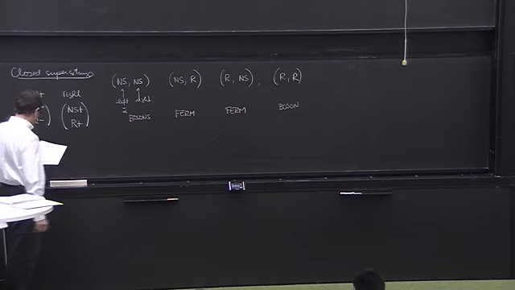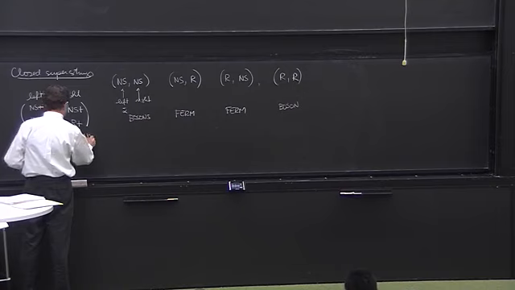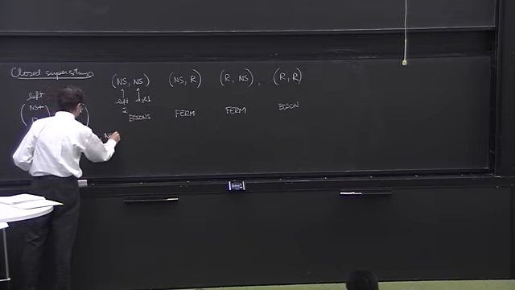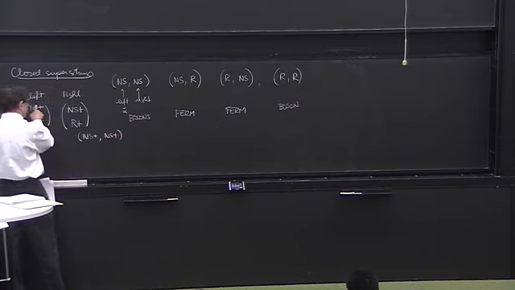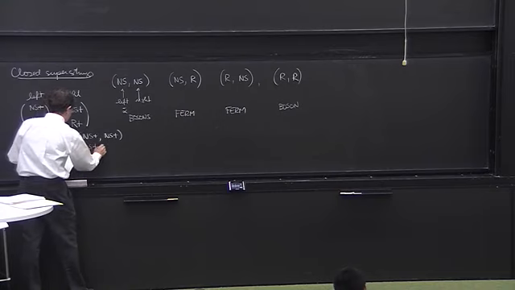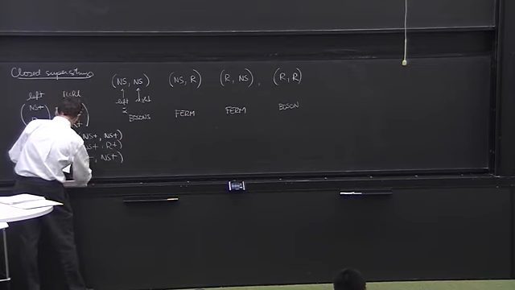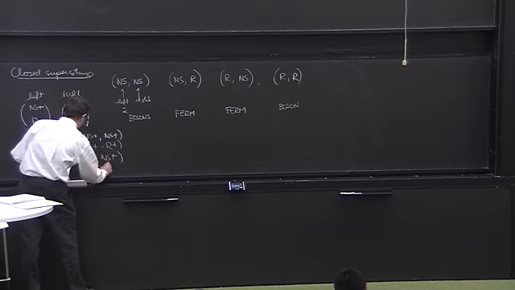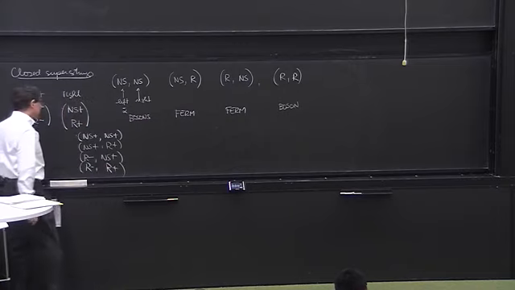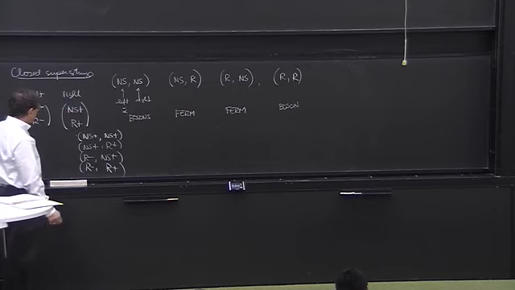So we do this. Because we do this with this, then this with that, this with this, and this with this. Those are the 4 sectors: NS plus, NS plus; NS plus, R plus; R minus, NS plus; and R minus, R plus. So let me write the massless states.